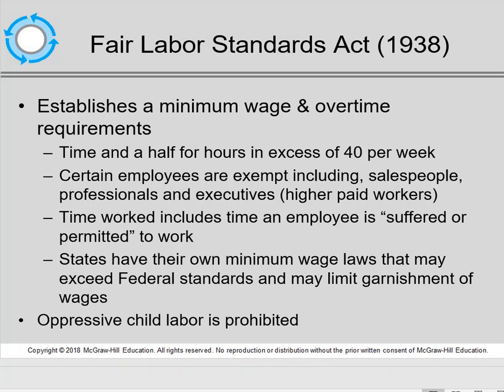So not only is there a minimum wage, it does allow for overtime provisions such as time and a half if you exceed 40 hours per week. Now these are all for hourly employees. It does not include salaried employees.